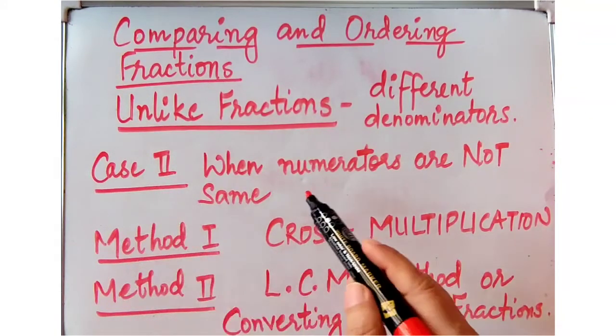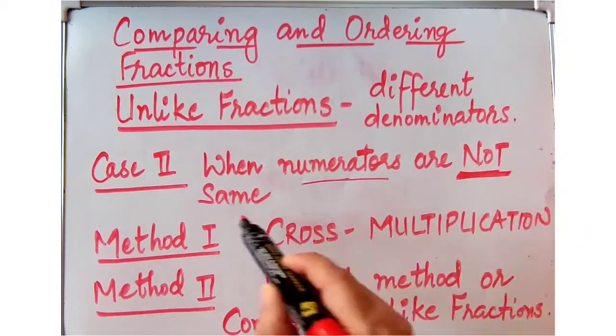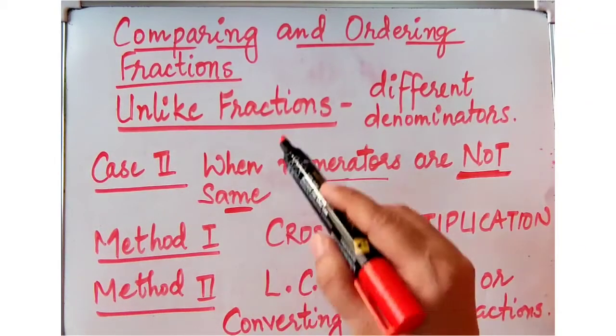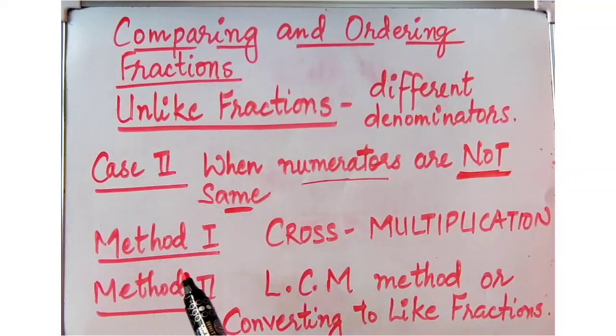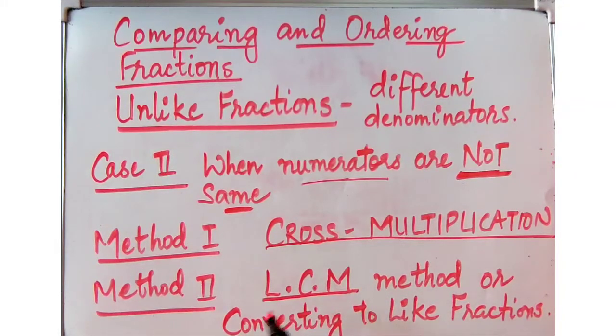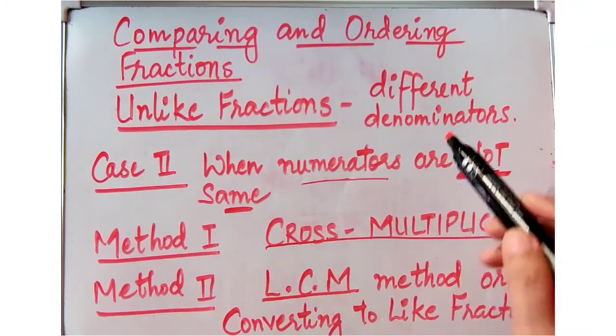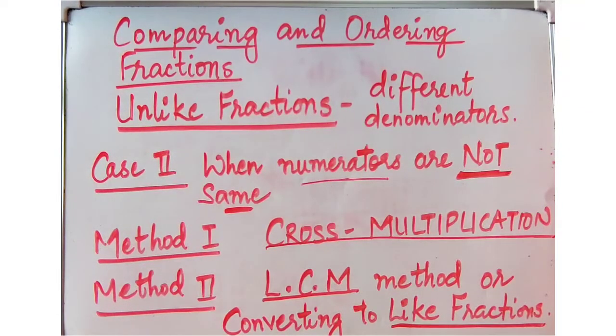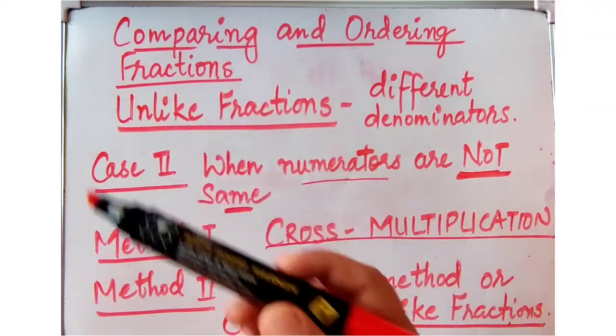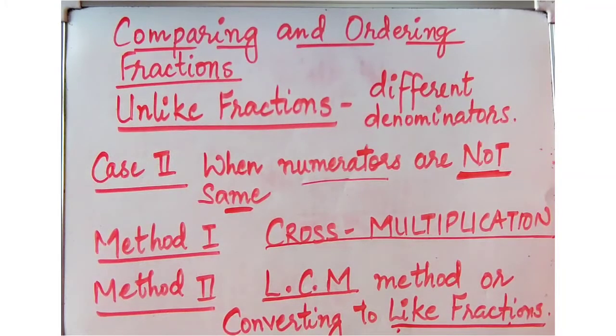In the second case, when the numerators are not the same, here we compare the fractions using two methods. The first method is known as the cross multiplication method and the second method is called the LCM method, the least common multiple method, or you can also say that we will convert the unlike fractions to like fractions and then we will compare. We have already learned how to compare like fractions, so it is easier for us. So in this method we will be changing unlike fractions to like fractions and then comparing. Let us learn both the methods.